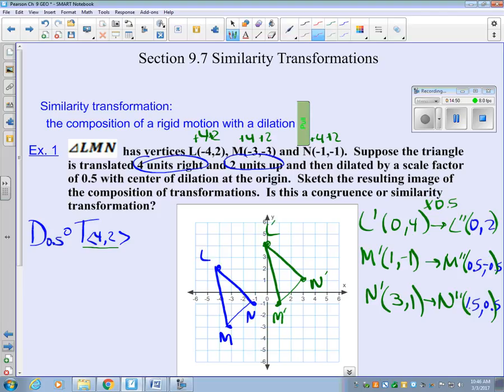So I'm going to plot our new triangle. At 0, 2 is the easiest one we have. So here's our L double prime. 0.5 comma negative 0.5, that's over half, down a half. That is our new M double prime. And then over 1.5, up 0.5. That is our N double prime. And let's connect the dots. And that's our new little guy. He's half as big. Half as big as his big brother.